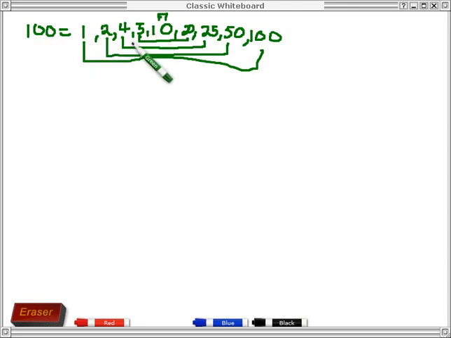You may not be able to do all those in your head like I can because I've been practicing this for a long time, but just try it out, see if there's a remainder when you do the division. So all the factors of 100 will be 1, 2, 4, 5, 10, 20, 25, 50, and 100.